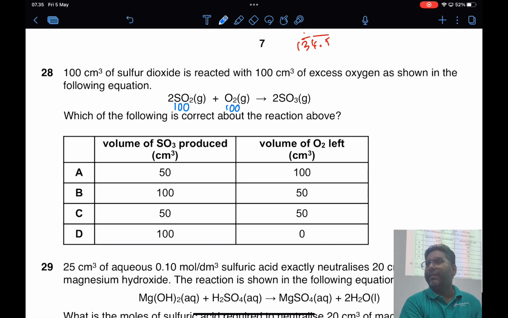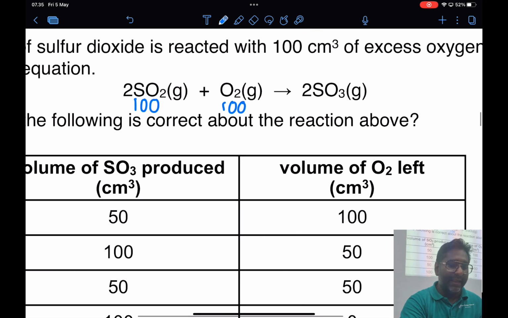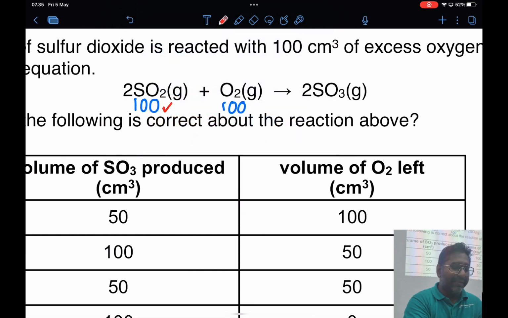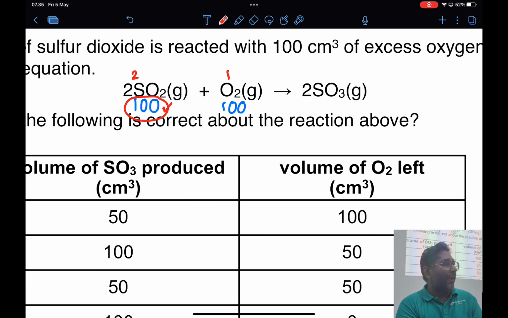It means not all of them are reacting. Let's see which one. They say not all of them are reacting. It means this 100 completely reacted. Completely reacted: 2 moles react with 1. So this is 100, 2 to 1. How many volume of oxygen reacted?